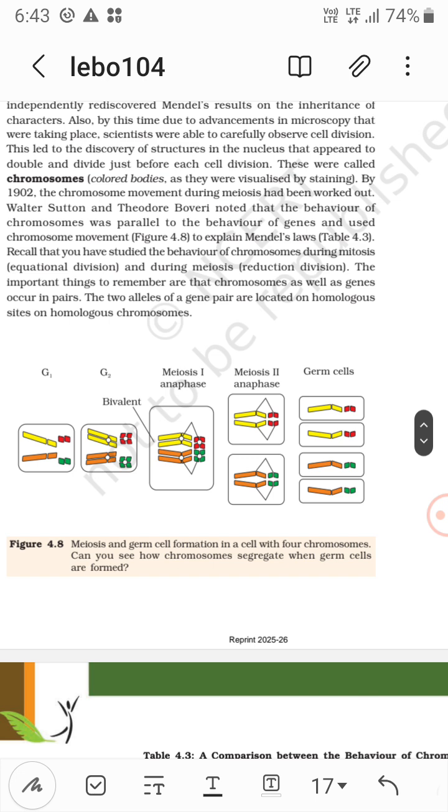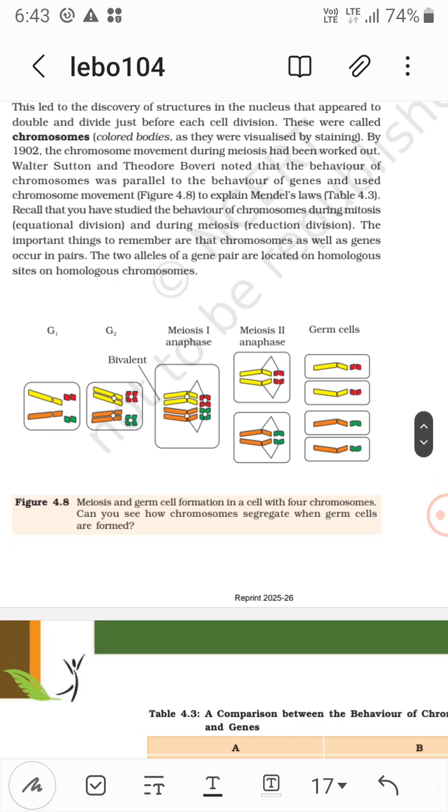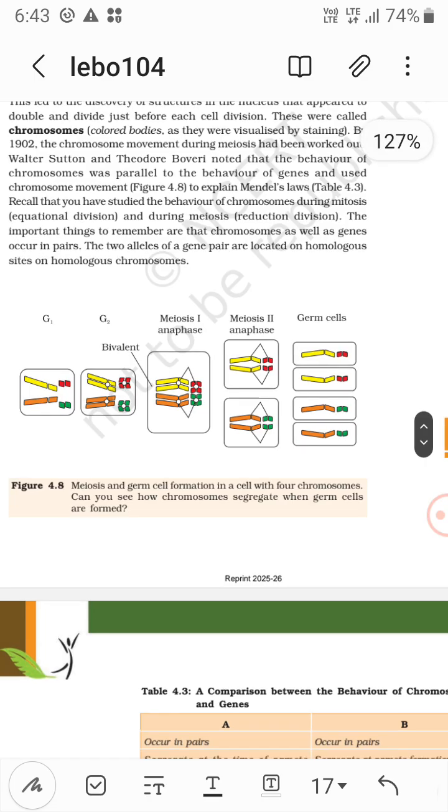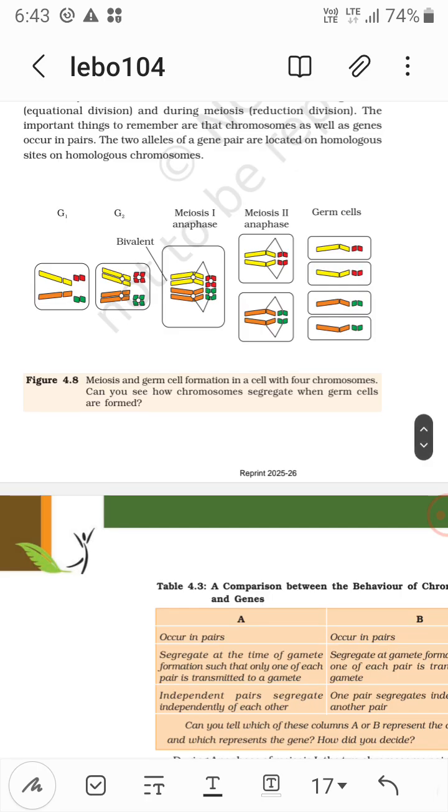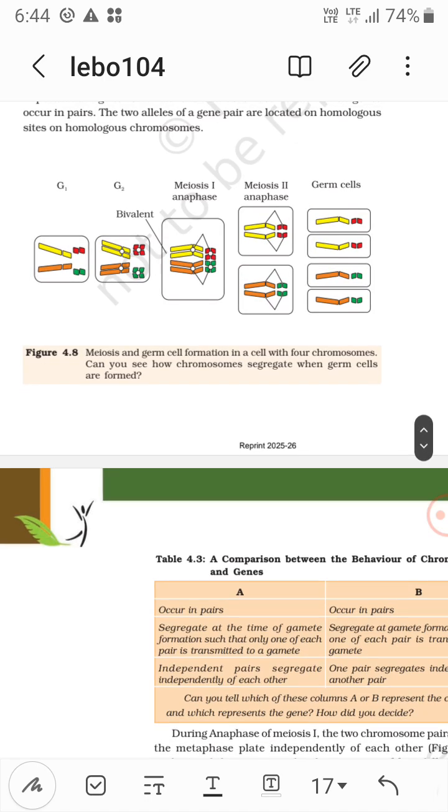The two alleles of a gene pair are located on homologous sites on homologous chromosomes. So this is it. Now, meiosis and germ cell formation in a cell with 4 chromosomes.